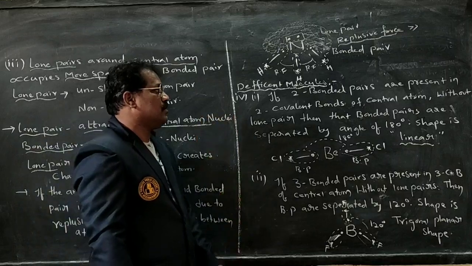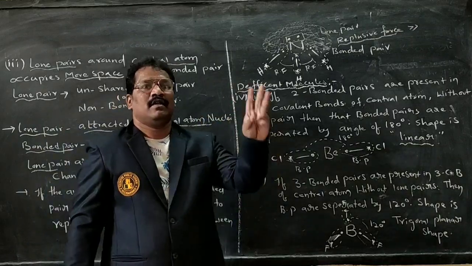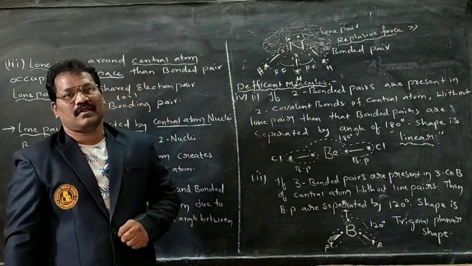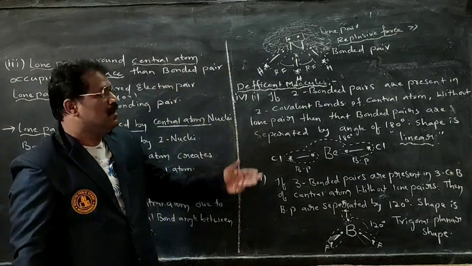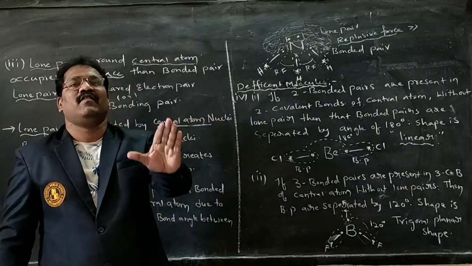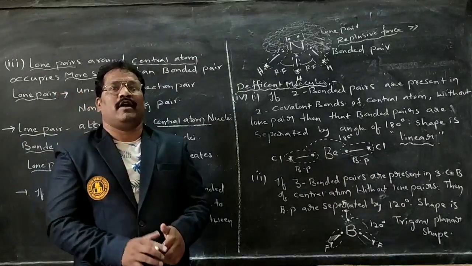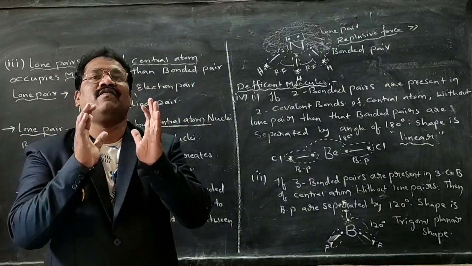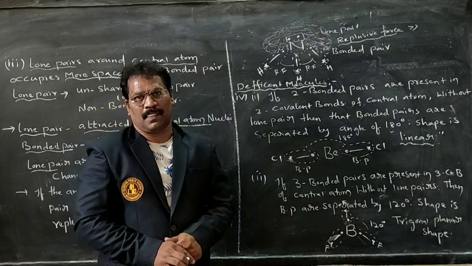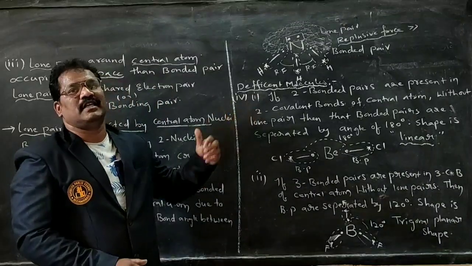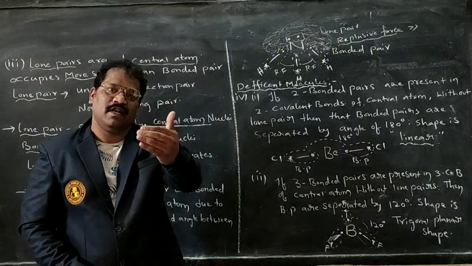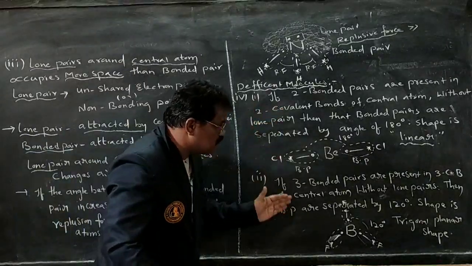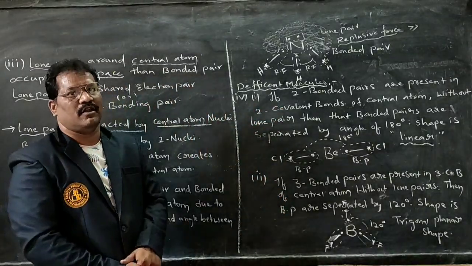Coming to the fourth point. The fourth point has three different points. By the first two points, one kind of molecule will form. Those molecules are called deficient molecules. What is called a deficient molecule? I will explain later. After explaining these two points, I will explain about deficient molecules.